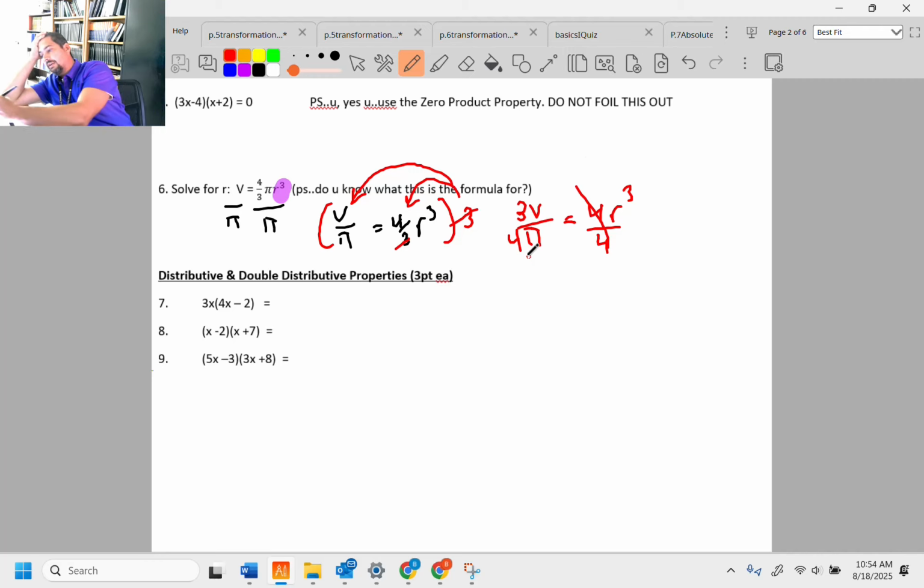And my line right now says 3 volumes over 4 pi is the radius cubed. Well, guess what the opposite of cubing is? The opposite of cubing is cubic rooting. And if you take the cubic root of a cube, they annihilate each other. So I get that the radius is the cubic root of 3 times the volume divided by 4 pi.